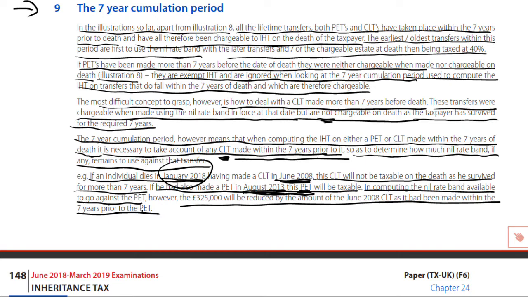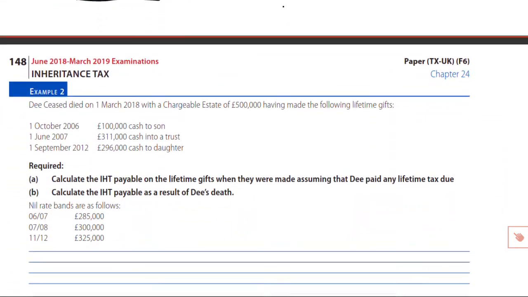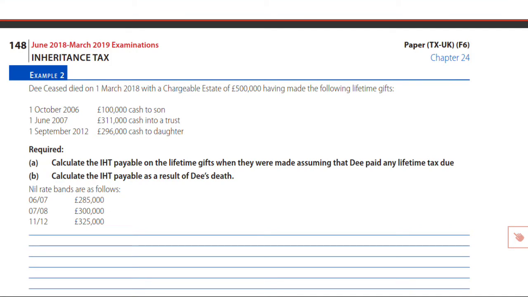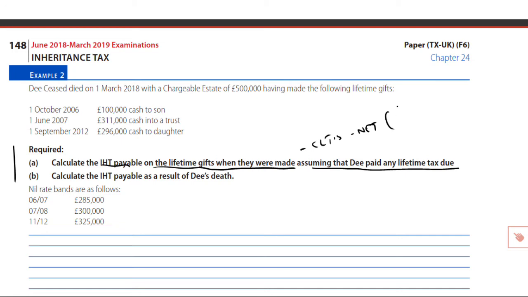Right, let's see whether or not we can put that into practice with example 2. Our requirements are to calculate the IHT payable on the lifetime gifts when they were made, CLTs, assuming that D paid any lifetime tax due. So that means we're talking about CLTs and that they will be net transfers. Net transfers means anything above the available nil rate band for the tax year in which the CLT was made. Anything above the then nil rate band would be charged at 25%.